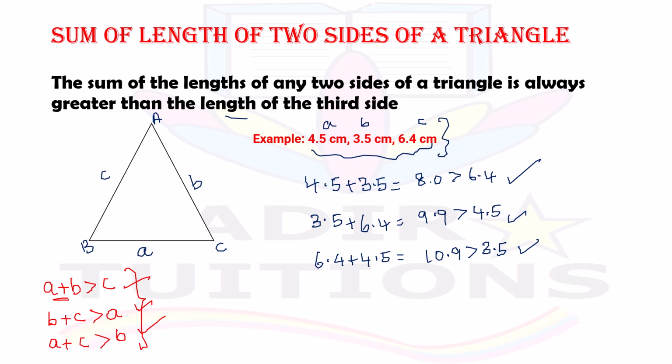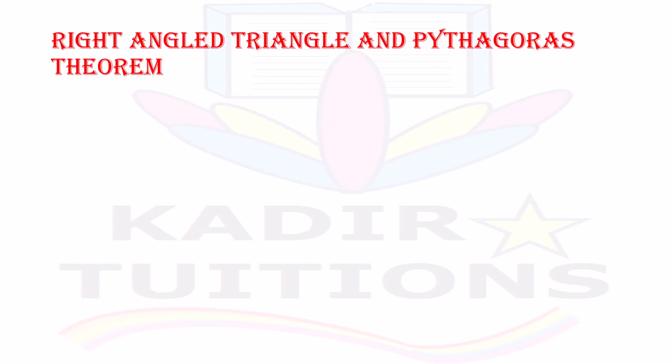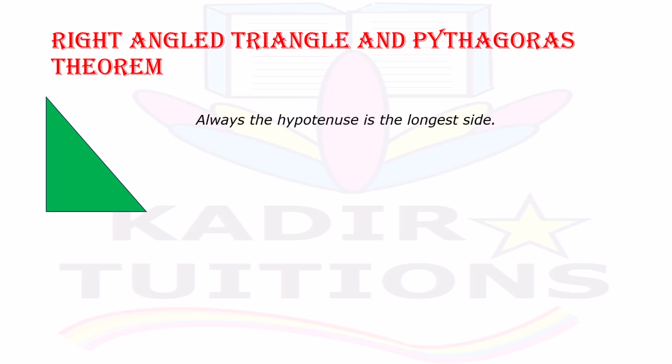This is the property of the sum of the lengths of two sides of a triangle. The next one is the right angle triangle and Pythagoras theorem. We all know what a right angle triangle is, right? It's nothing but any one of the angles of a triangle is equal to 90 degrees. Then I can say it's a right angle triangle. See here, this one is 90 degrees. That's the reason it's a right angle triangle.